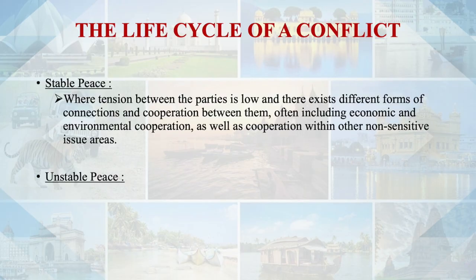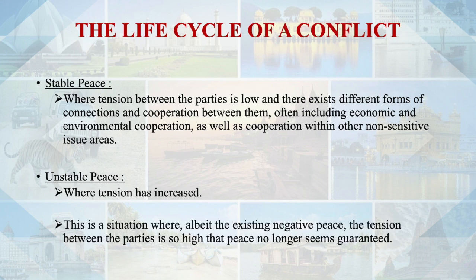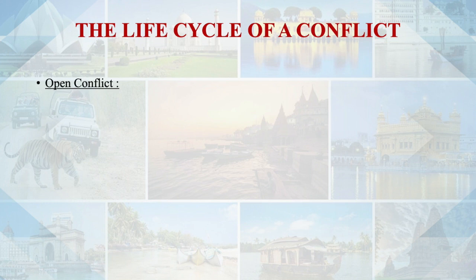So after stable peace, now comes unstable peace. Here the tension level has increased. There is a situation where, albeit the existing negative peace, the tension between the parties is so high that peace can no longer seem to be guaranteed. The tension has increased as compared to stable peace, and there is an existence of negative peace. The tension between the parties has become so high that the existence of peace cannot be guaranteed. So from unstable peace we move to open conflict.